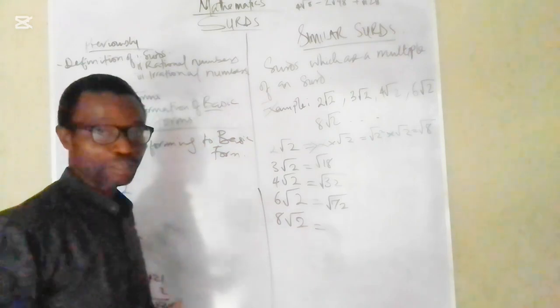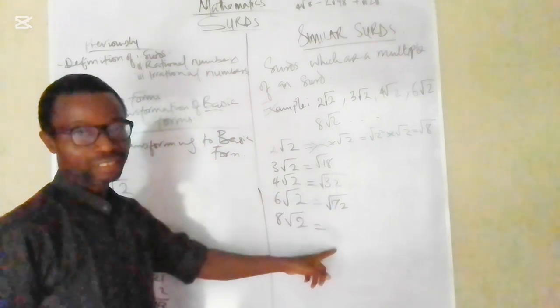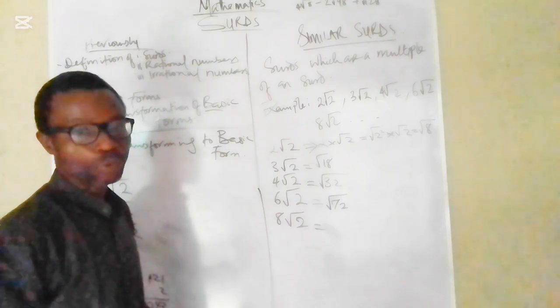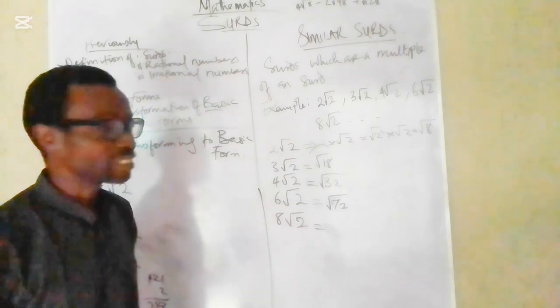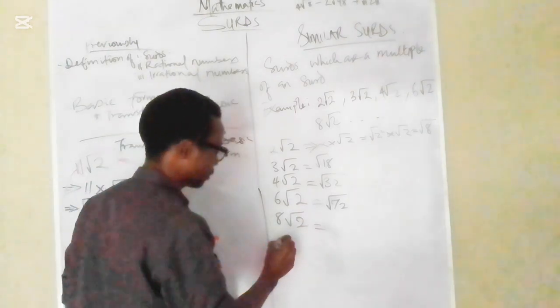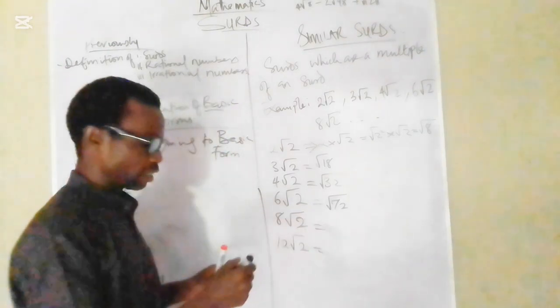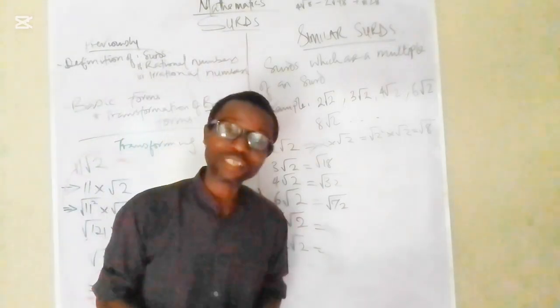Now I want to leave you with an assignment. Convert this to this pattern, and let's see what happens. I have not given much assignment, or I may just include another one. I may include 12 root 2. Convert it just to this as an assignment. Let's meet in the next class.